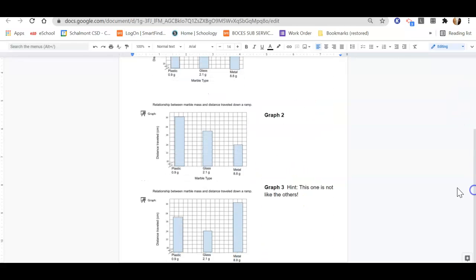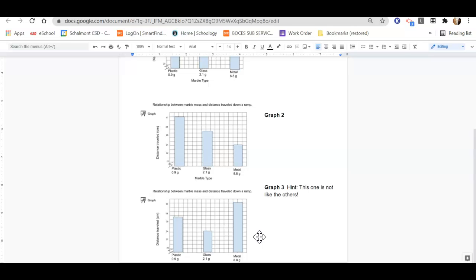And then the last one here, we have them still in order by mass, but this time the bars don't show any clear pattern. So this third one says, hint, this one is not like the others, because here we don't see that there's clearly a relationship in either direction. We say as the mass increases, we do not see that there is a relationship to the distance traveled. So no relationship is shown in this set of data.